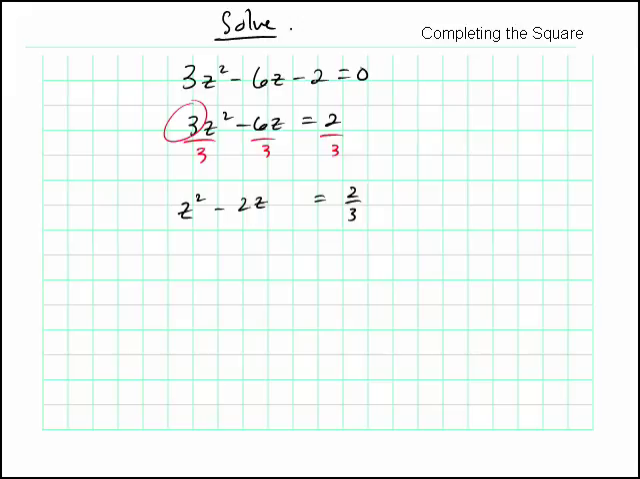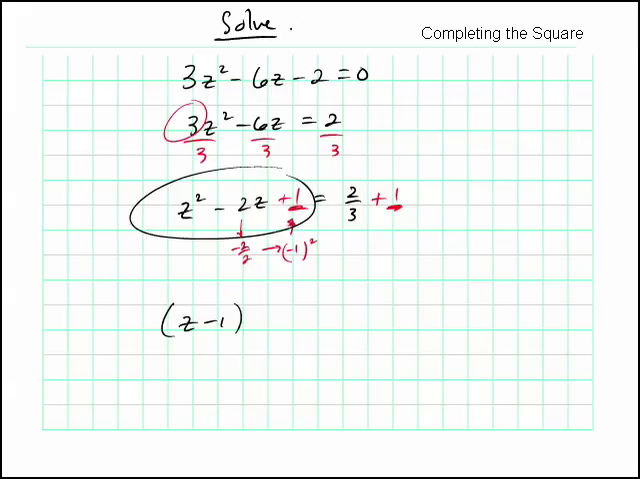Now I add on the number to complete the square. And this one's similar to the last one. I take negative 2 and I divide by 2. It's negative 1. And then I square the result. So I'm adding 1 to both sides of the equation. The left side factors to the perfect square z minus 1 squared. And on the right side, if I add my numbers together there, I get 5/3.